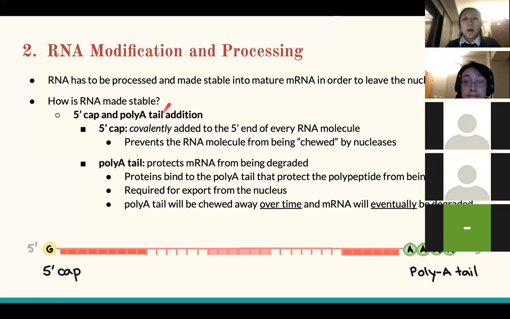And then you can also have a poly A tail, and that protects the mRNA from being degraded as well. So proteins that bind to the poly A tail are required in order to be exported from the nucleus. If the mRNA does not have a poly A tail, it's not going out of the nucleus. The cell won't allow it. But eventually the poly A tail does get chewed away over time. So mRNA, no matter how much protection you put on it, eventually does get degraded. It's all about longevity and how long the cell wants it to be around.